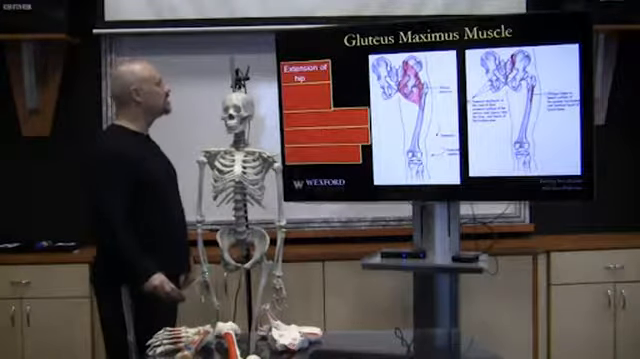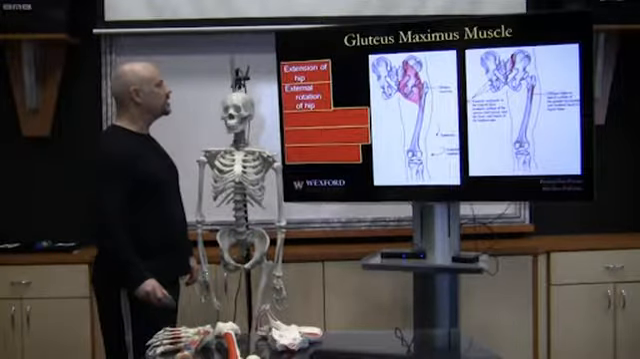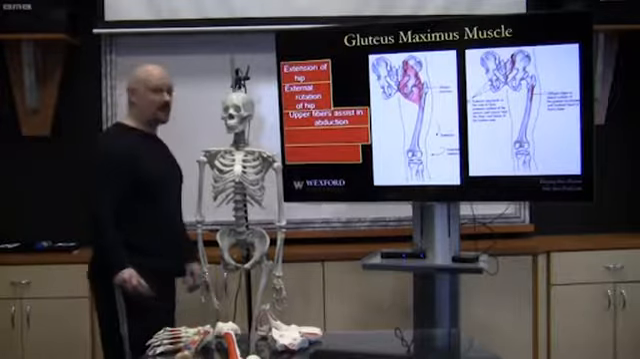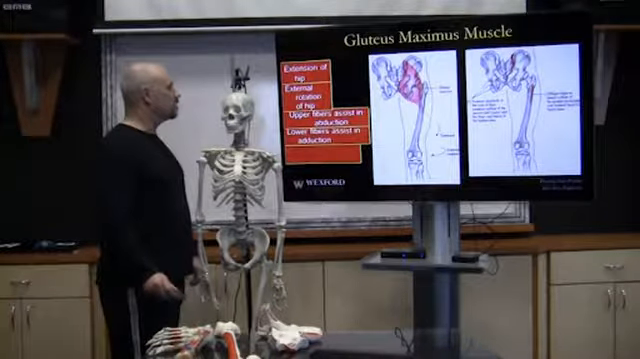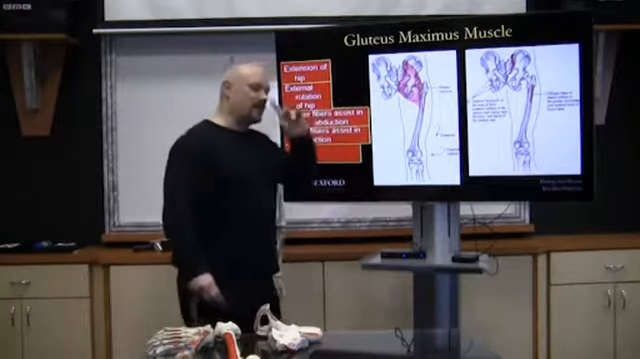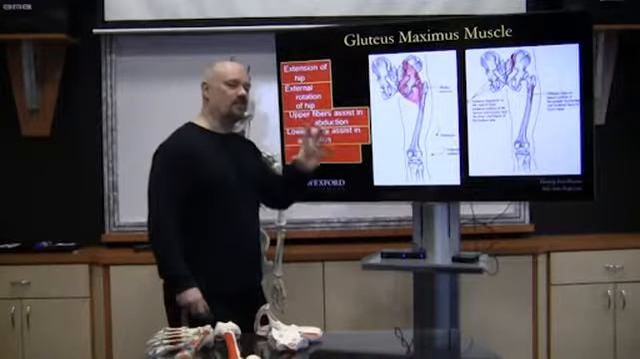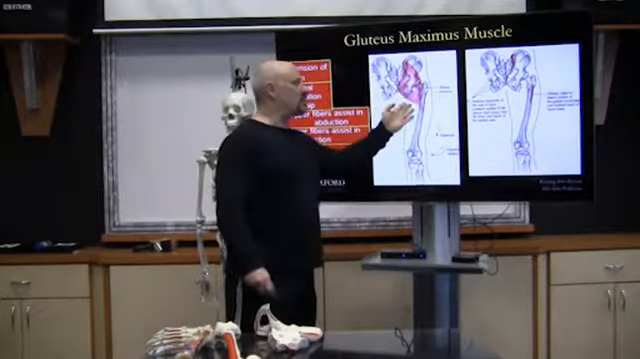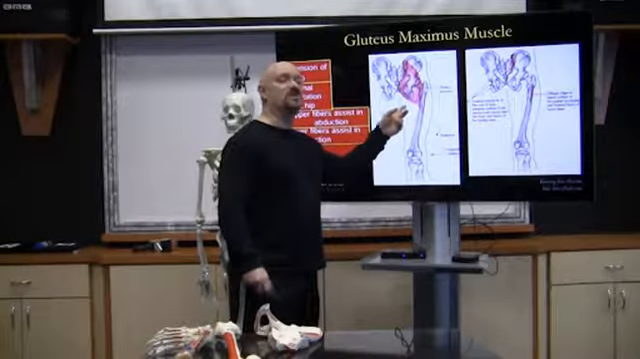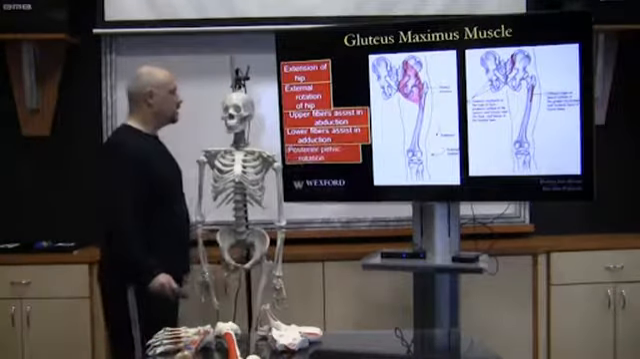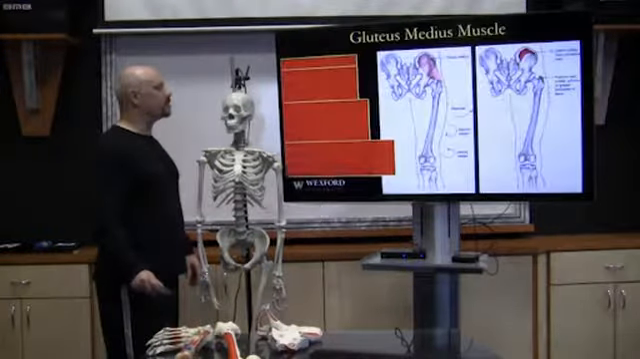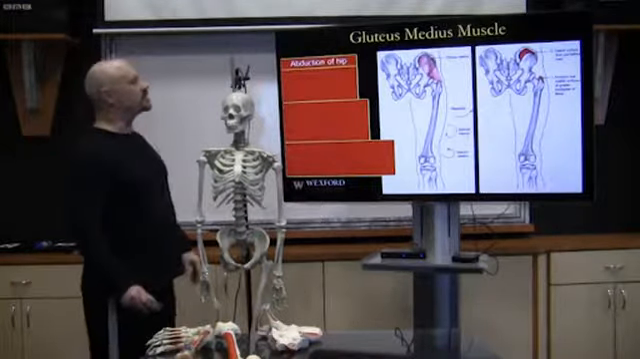Gluteus maximus: extension of the hip, external rotation of the hip, upper fibers assist in abduction, lower fibers assist in adduction. If you look there, this is what I was talking about in the other ones. You have to look at a muscle and see how the muscle fibers are arranged and what part, because different parts might do different movements. And it also does posterior pelvic rotation.